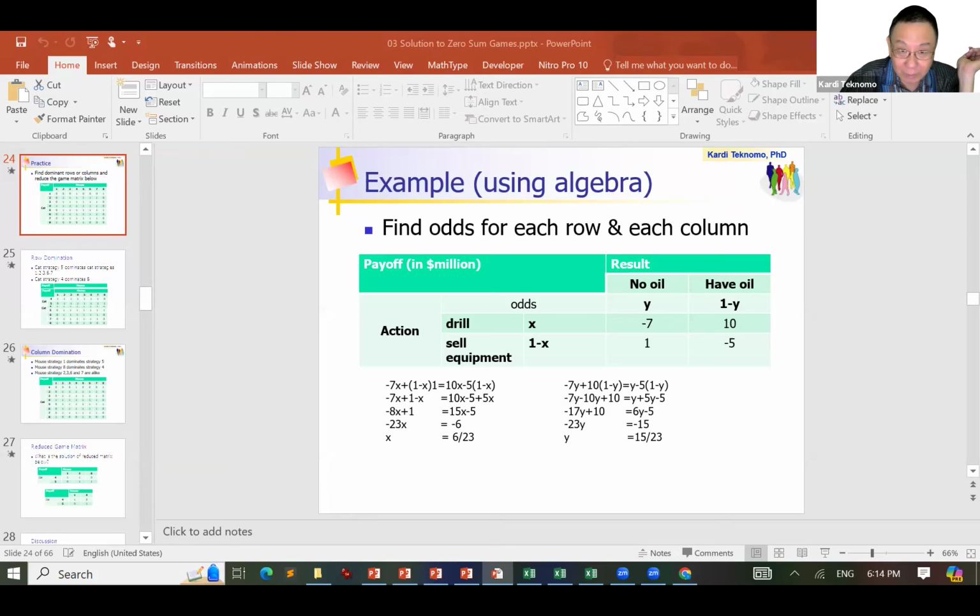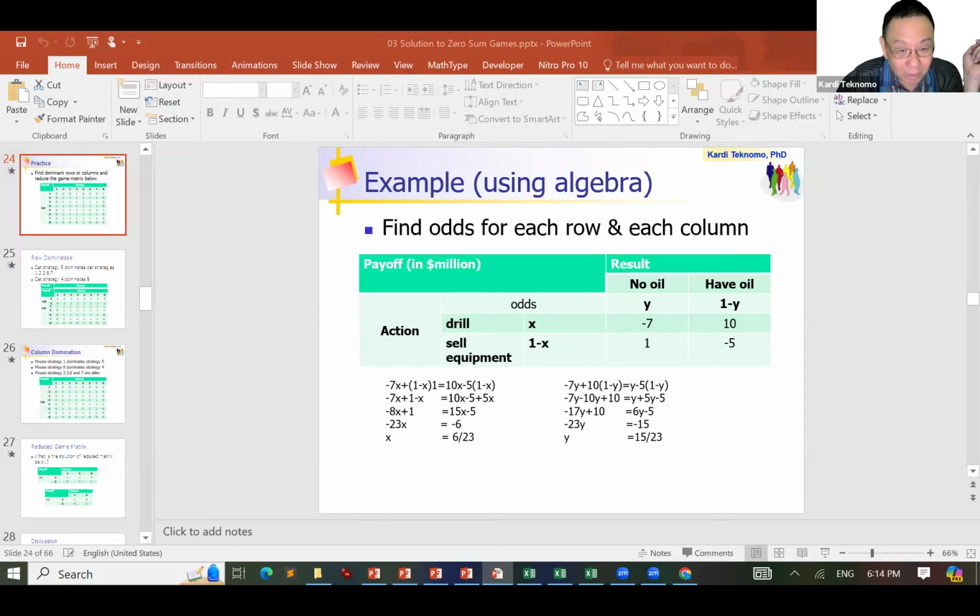So in this case, we can multiply. This value, minus 7, multiplied by X, and then 1 here multiplied by 1 minus X. This must be equal to this one: 10 multiplied by X, minus 5 multiplied by 1 minus X. This is the equation. Once you get this equation, you can solve algebraically.